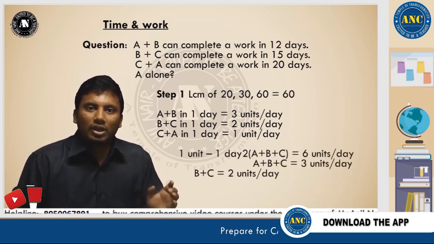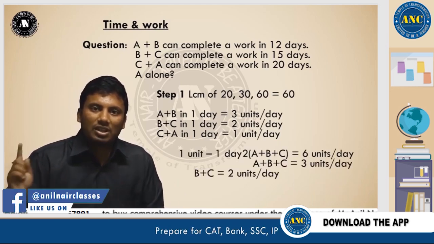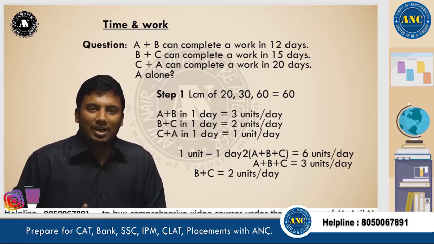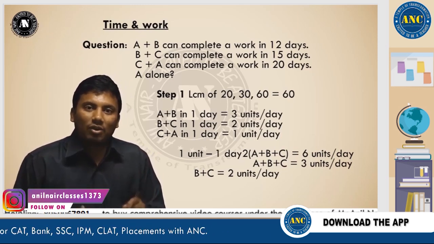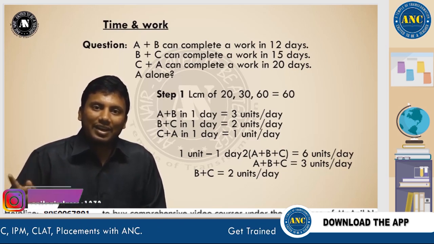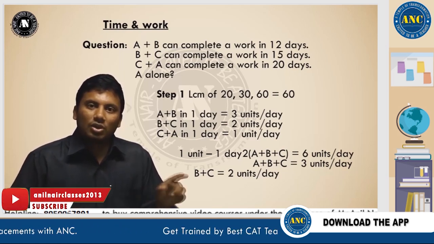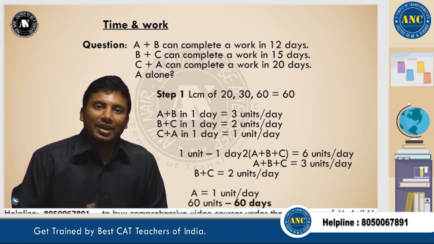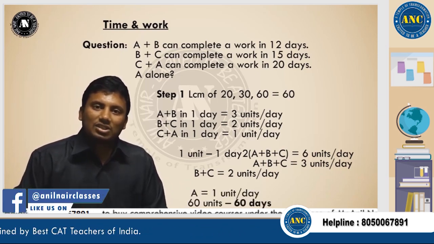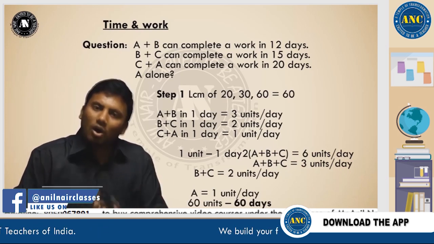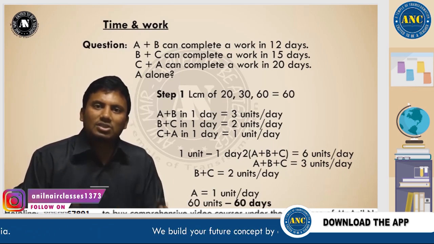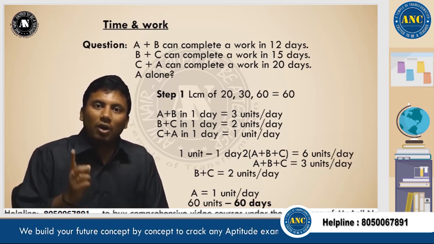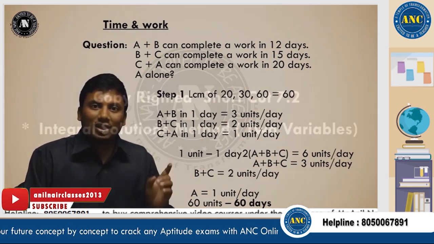Adding all of this, 2 into A plus B plus C will give you 6 units per day. A plus B plus C will be 3 units per day. I require A alone. B plus C in 1 day will be 2 units per day. So A plus 2 will give me 3. A will be 1 unit per day. 1 day, 1 unit, 60 units, 60 days. All the problems in time, speed and distance and time and work can be solved orally if you know how to compute the LCM from the given values.